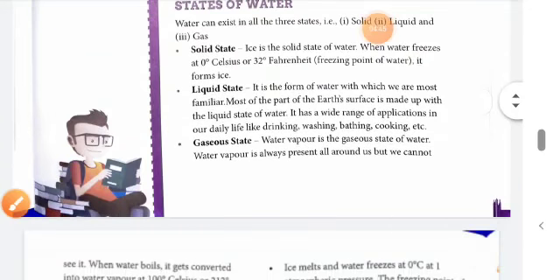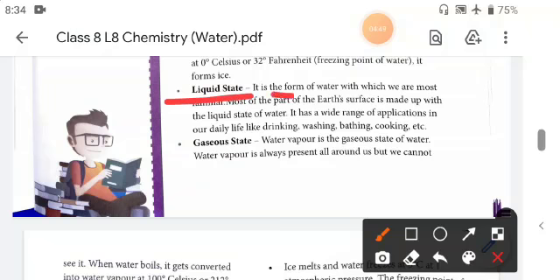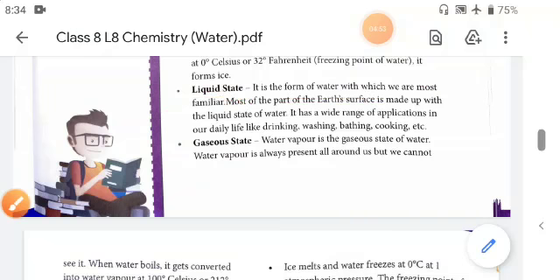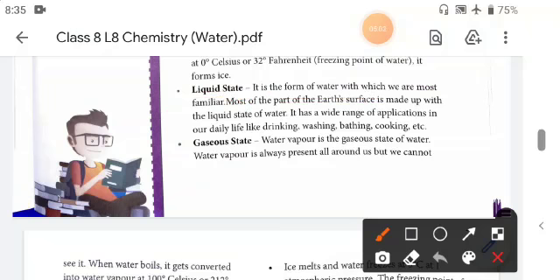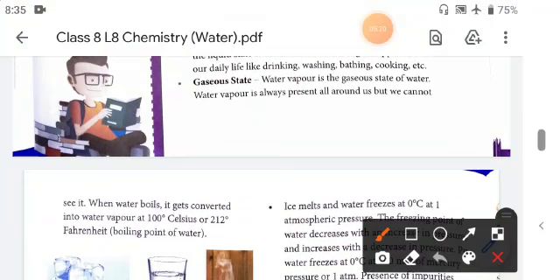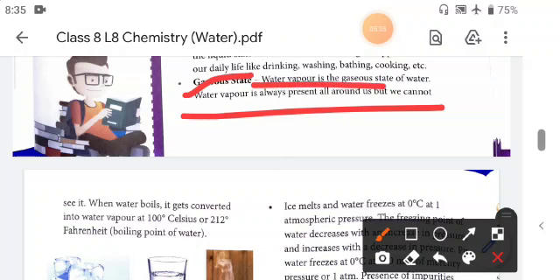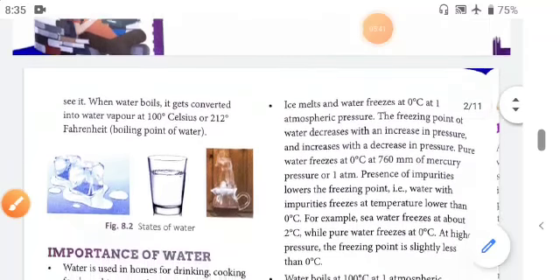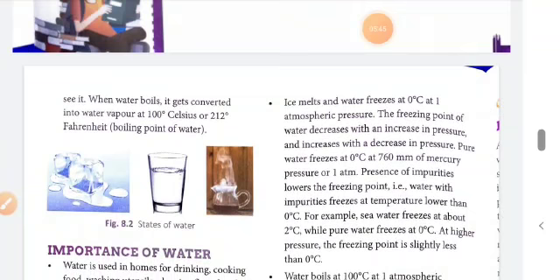Okay, then the second form of water is liquid. It is the form of water with which we are most familiar. Most of the earth's surface is made up of the liquid state of water, and we use this liquid state in many applications in our daily life, like drinking, washing, bathing, cooking, etc. And the third state of water is the gaseous state. Water is also found in gaseous state, and that is water vapor. This water vapor is always present around us, but we cannot see it. Why can we not see it? Because this vapor is in gaseous state.